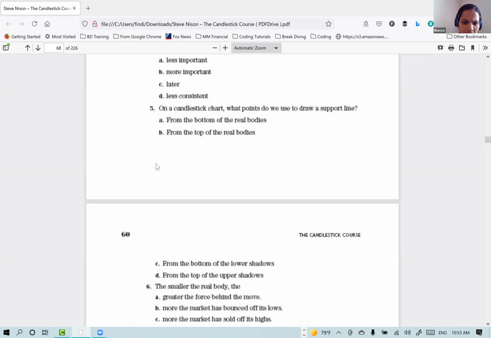I think from the bottom of the lower shadows. So support is at the lower end, right? Support is always at the lower end. So you said yes, support is low, so the lower shadows, right? Yeah. I think I agree with you.